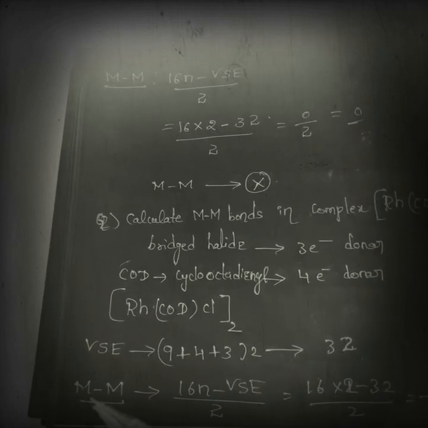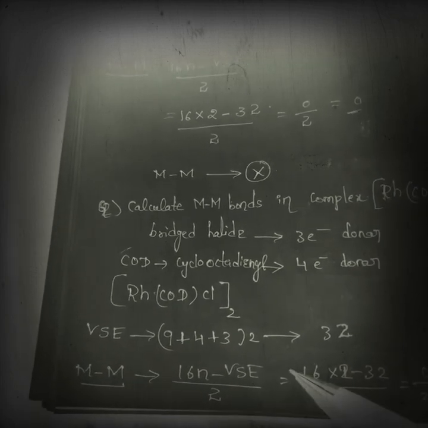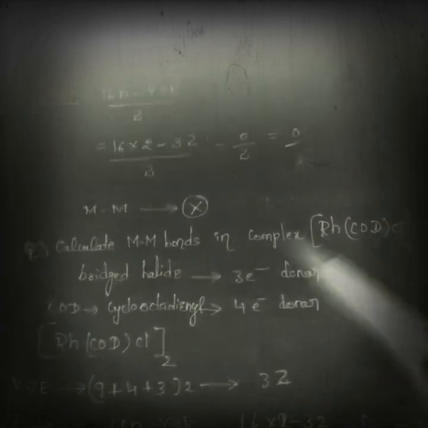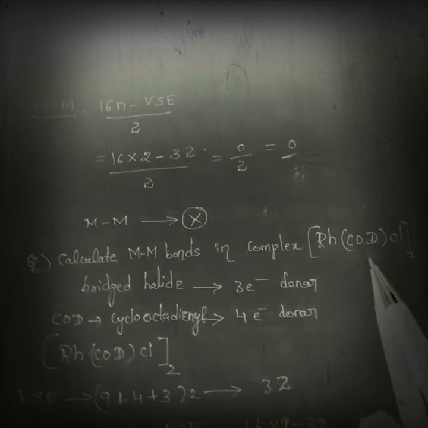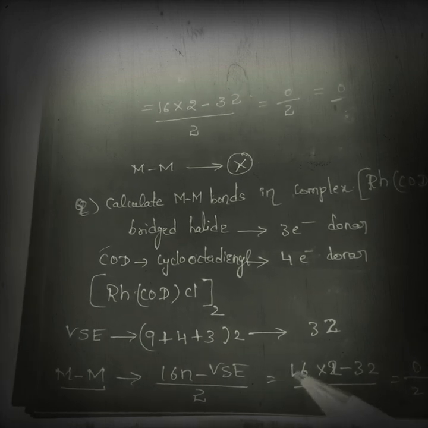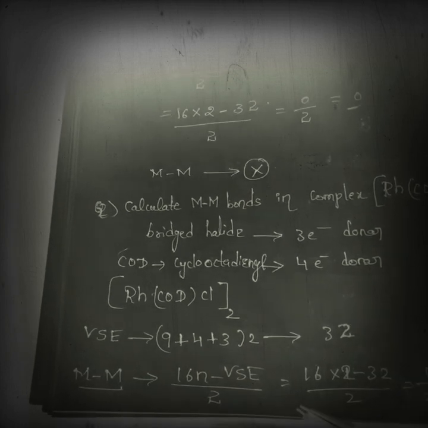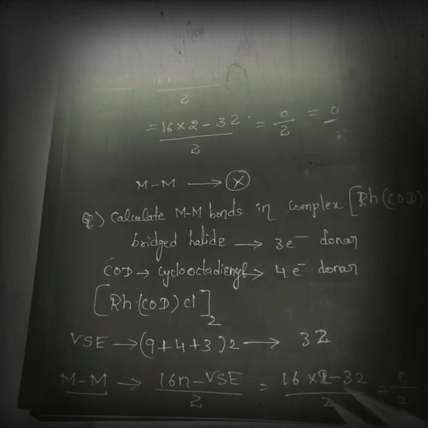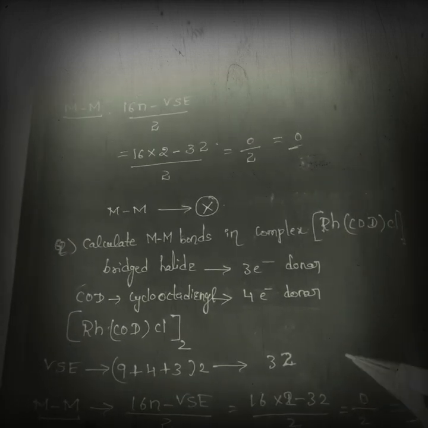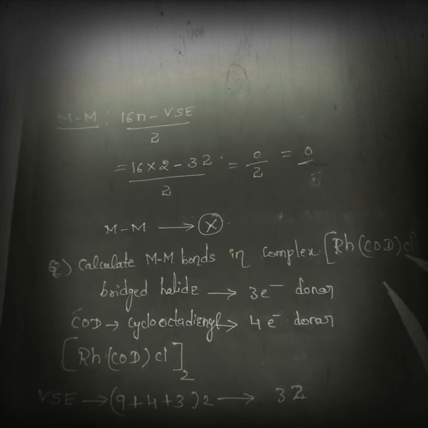Next we have to find metal metal bonds. So 16n minus valency shell electrons, by 2. 16 into n, where n means number of metals. See, how many metals are present here? Look, here they have given rhodium, but here they have mentioned 2. That means in this complex 2 metals are present, right? So 16 into 2 minus valency shell electrons, which we have already counted, 32. So 16 into 2 is 32, 32 minus 32 is 0. 0 by anything is 0, no? So this indicates that in this complex metal metal bonds are absent.